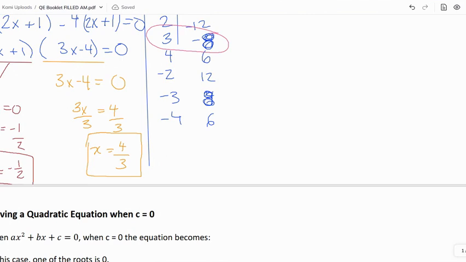Let's do a critical thinking check. Does it make sense that we have two solutions? Yeah, it does. Therefore, now we don't have to write the two solutions. We can just write this. X equals negative a half and 4/3. You do not have to write them in order. You can just list them off like that. Quadratics will have two solutions.